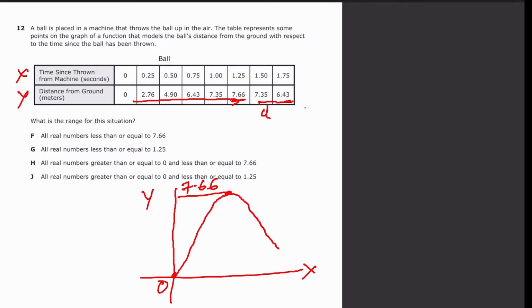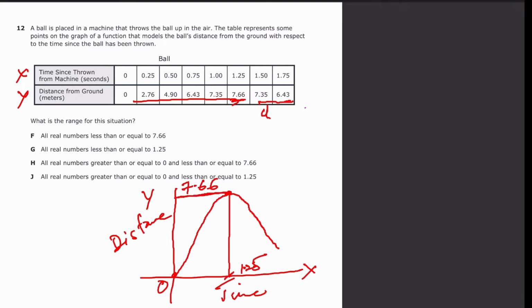So what are the y values of the situation we have to know, because here you're having distance over here and x is time. So in such time here, in 1.25 seconds the ball is reaching a height of 7.66 meters. Whenever they are throwing it, this is the information which we have got. So therefore, what is the range? It is the y value, the highest value over here.